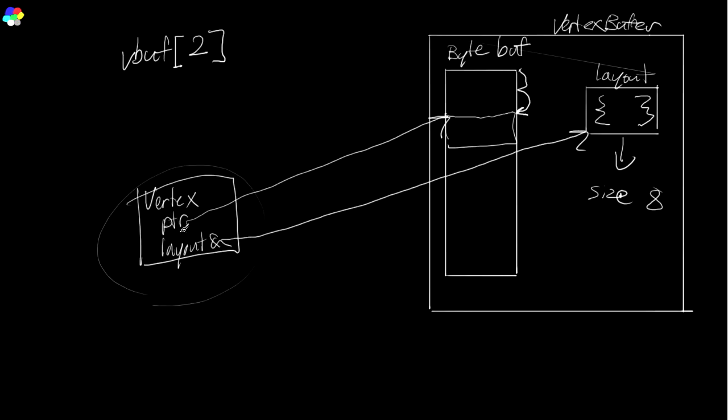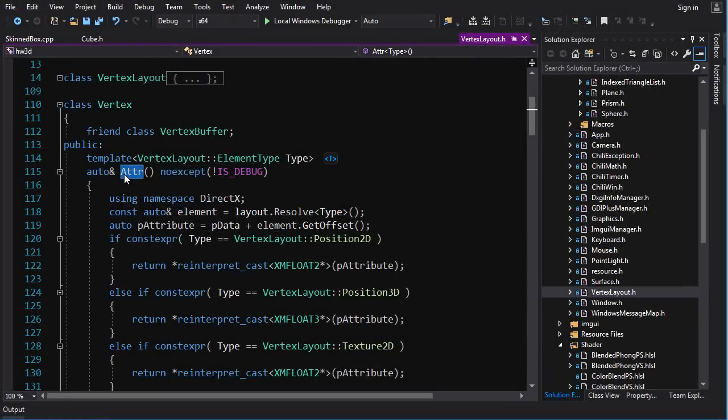Now that we have this vertex, we can use it to access the individual elements in here. The way it works, there's a single template function here called attribute, attr, and the template parameter is the element type that you want to access. So you would go, attr of position 3D, and what it's going to do is resolve an element object from that element type, and that element object is going to contain the offset of that element in the vertex. Then to get the address of the actual element in there, you would take the pData, which is the pointer to the beginning of the vertex, plus the offset of that element in the vertex. That gets you to your pointer attribute.